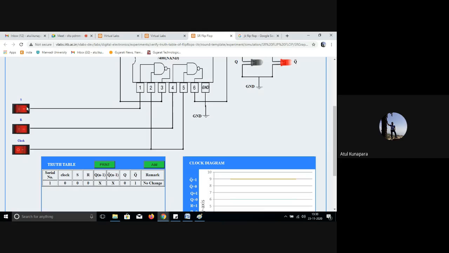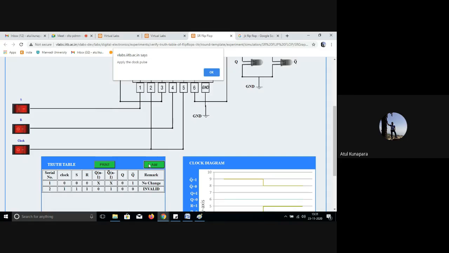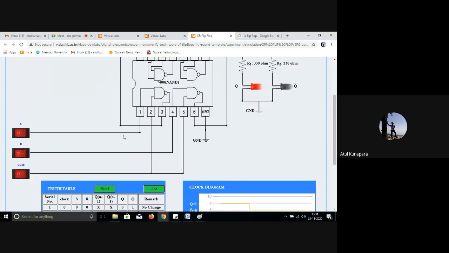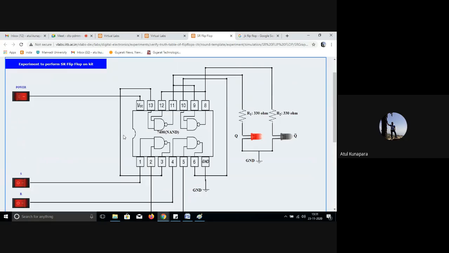If you make your R and S both 1 1, and still if you check it, it will ask you to apply the clock pulse. Meaning unless you apply the clock pulse, your R and S will not be applied to your flip flop. That is called the enable signal. So if you make your clock 1, then only you will get that both are 1 1, so it is invalid. If you make S equal to 1, R equal to 0, and edit, again it will ask you for the clock pulse. So I have to add it like this. So it will make the set condition, right? So this is how you can verify all the flip flops.